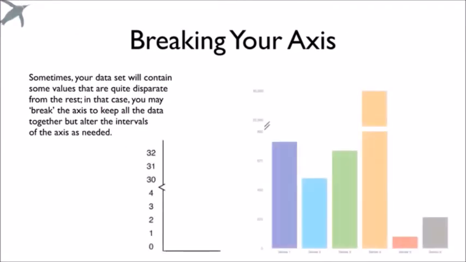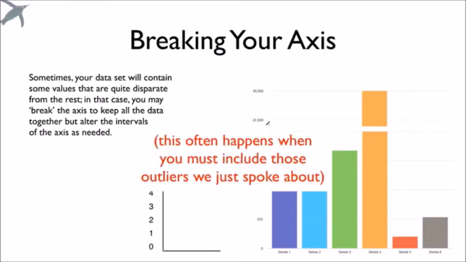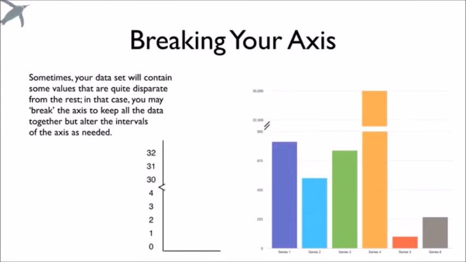Breaking your axis. So a lot of times you end up in a situation like this, where your data set will contain some values that are really far away from the rest. And when that happens, the best thing to do is put a break in your axis. And I'll show you a couple different ways that we show that. And probably the best way for me to show you why you would want to do this is to show you the same data set expressed with and without the break.